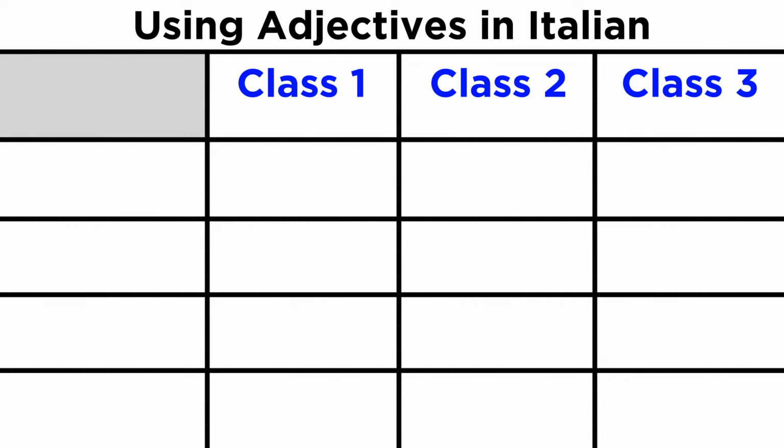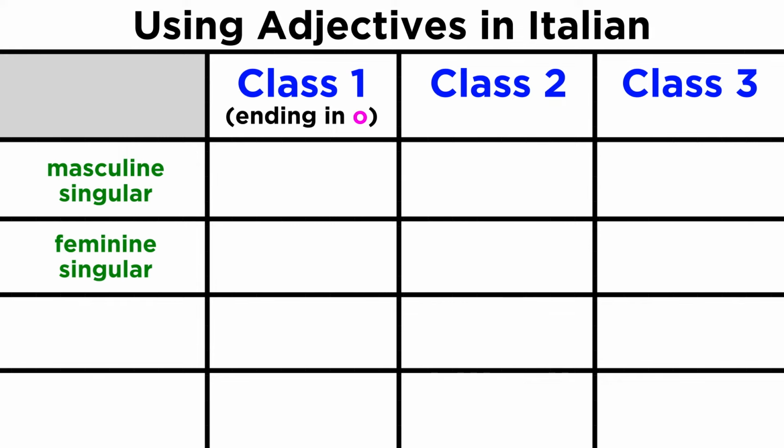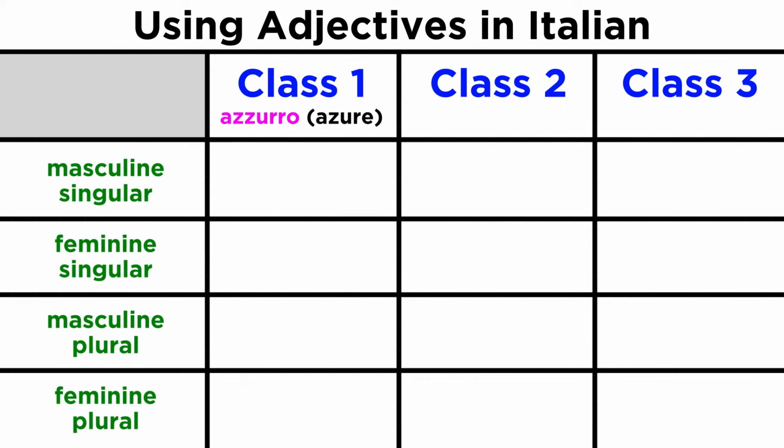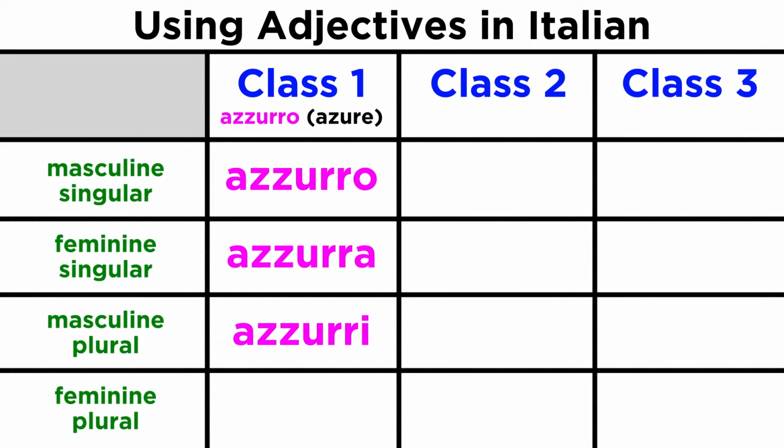First, adjectives are divided into 3 classes. The first one contains adjectives whose dictionary forms end in O. These will have 4 forms: masculine singular, feminine singular, masculine plural, and feminine plural. We can do this with azzurro, azzurra, azzurri, azzurre.